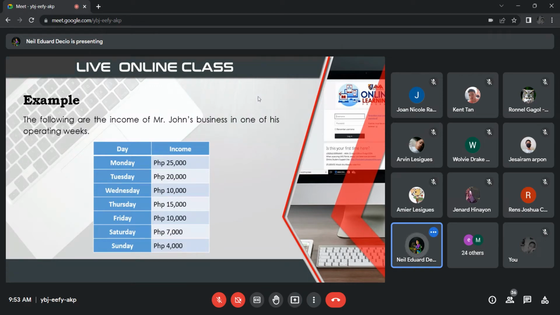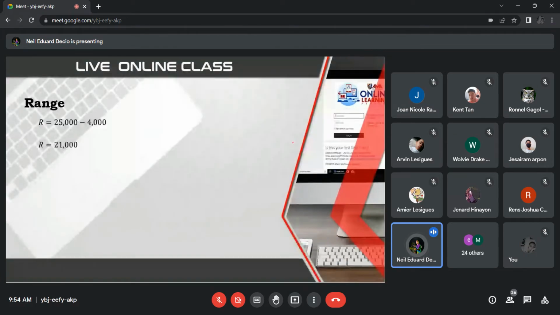So in this case, the lowest value is 4,000. The highest value is 25,000. So the range is just equal to 25,000 minus 4,000. Okay? So that's just how we get the range, which is equal to 21,000. So that is getting the range of an ungrouped data.